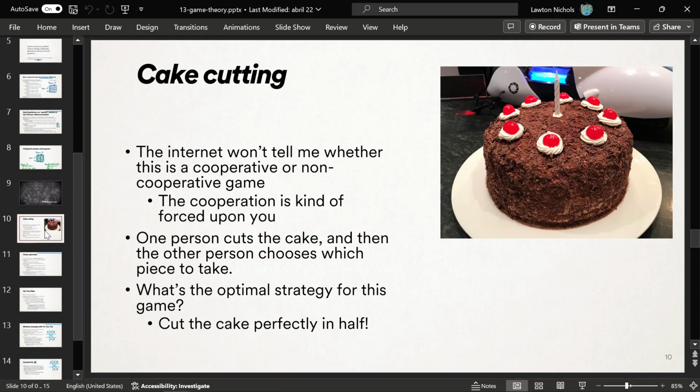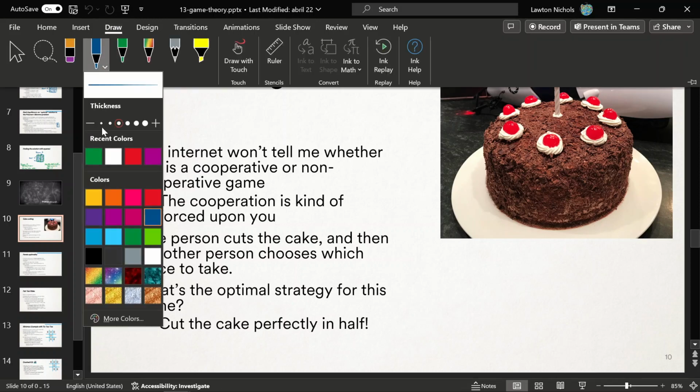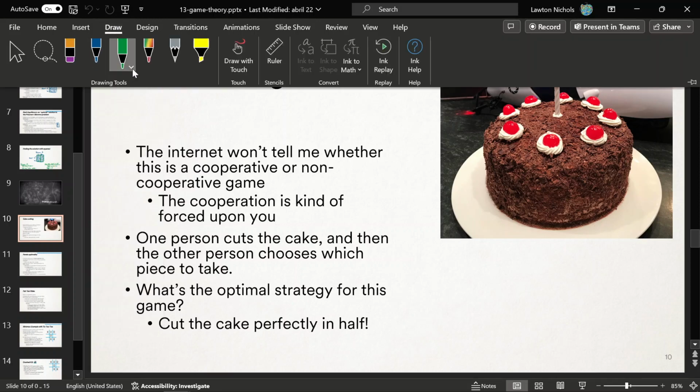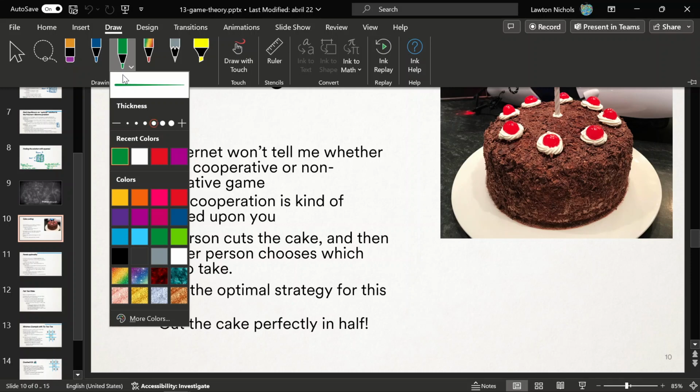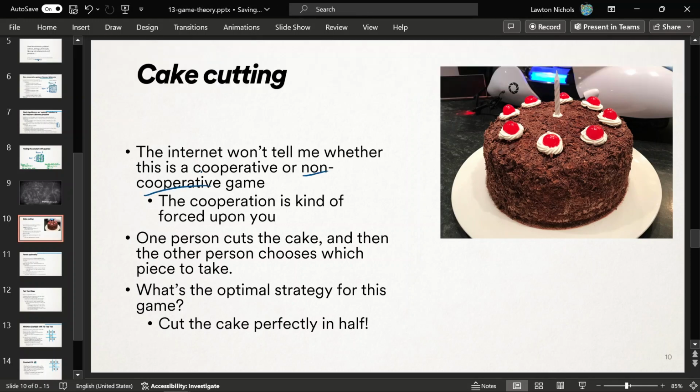Here's another game idea. Maybe you played this with a sibling before. It's called cake cutting. Actually, the internet is not in agreement as to whether this is a cooperative or non-cooperative game. I could see it being either, honestly. When you cut the cake, your sibling gets to pick which slice they want, and that's supposed to keep it fair.